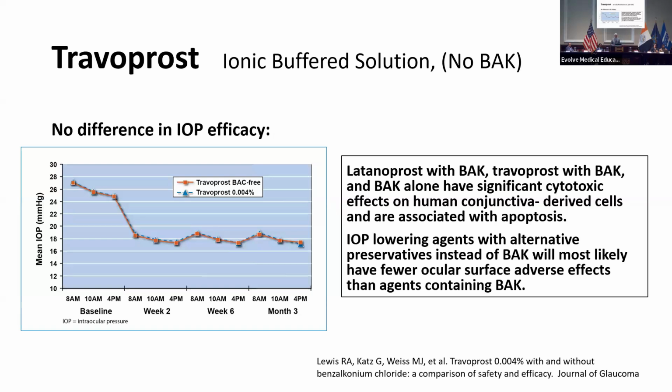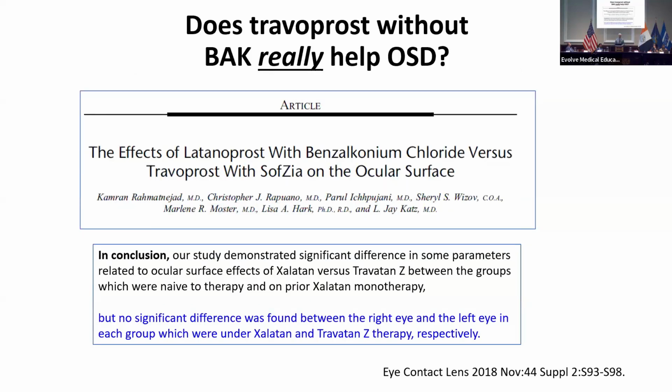Travoprost with an ionic buffered solution is also available. And here's data showing that it was equally effective to travoprost preserved with BAK. How much it helps on the ocular surface, I found a variety of pieces of information in the literature, some suggesting substantial to mediocre improvement in the ocular surface, and this one here not really showing a clear improvement there.